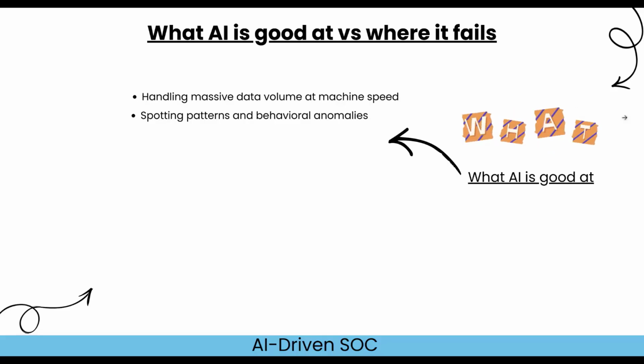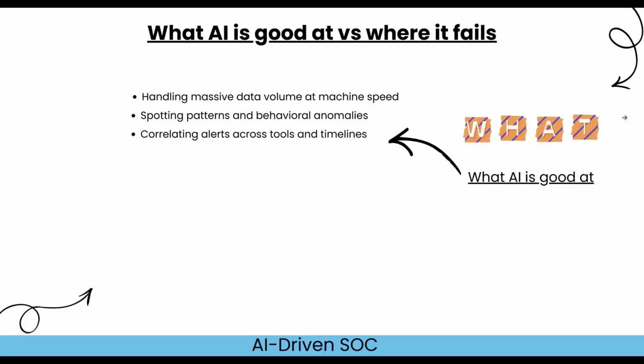The next area where AI is really good at is spotting patterns and behavioral anomalies. As we discussed, AI creates a baseline for all the user behaviors for various different processes. For a human, it is impossible to create such a baseline against a huge amount of activities and then identify anomalies. So we completely agree that AI is really good at spotting patterns and anomalies.